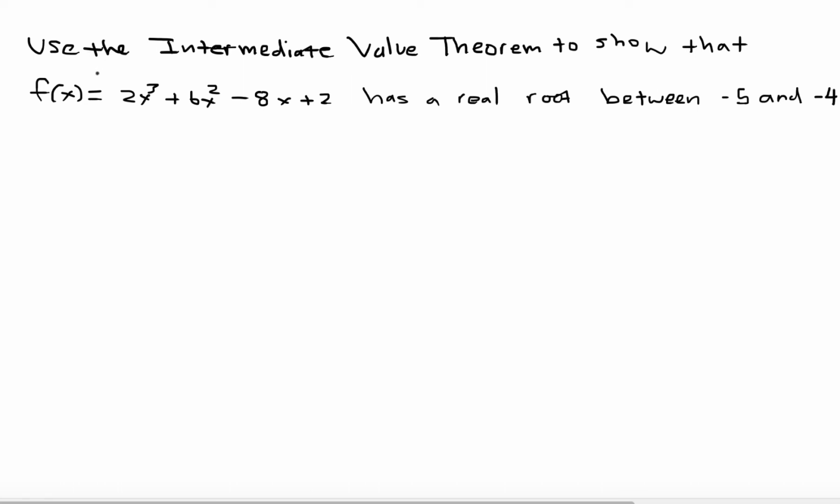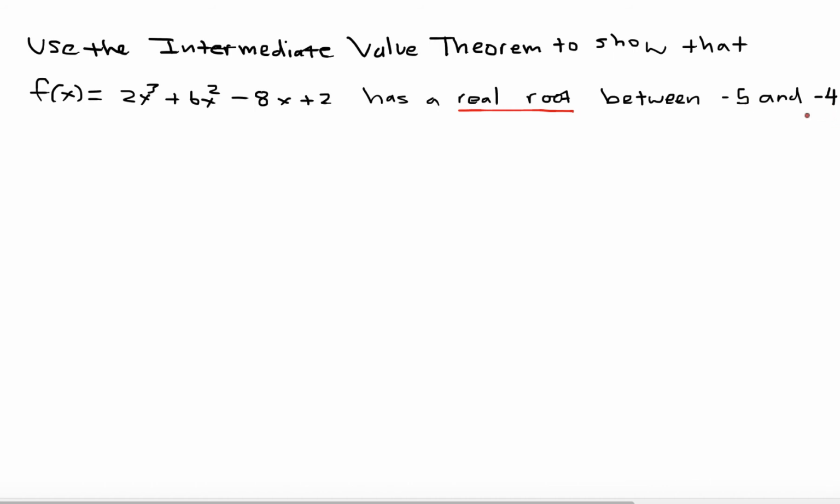All right, so here we want to use the intermediate value theorem to show that this polynomial, 2x cubed plus 6x squared minus 8x plus 2, has a real root between -5 and -4. What does it mean that it has a real root? It means that this graph will cross the x-axis between -5 and -4.